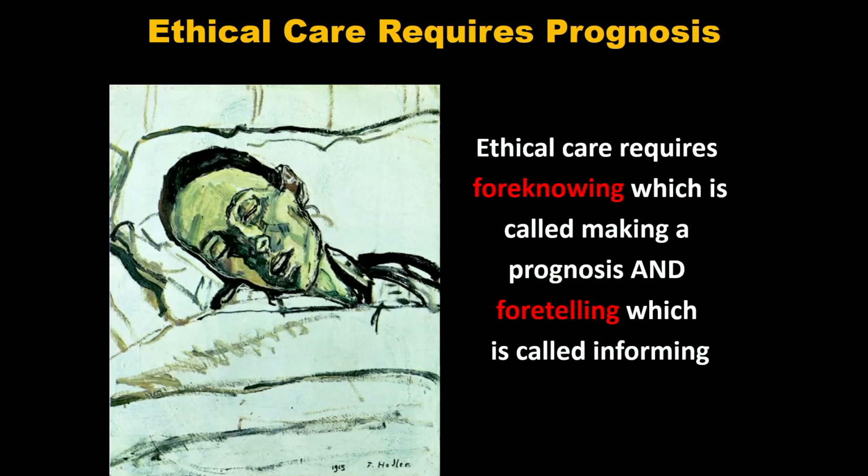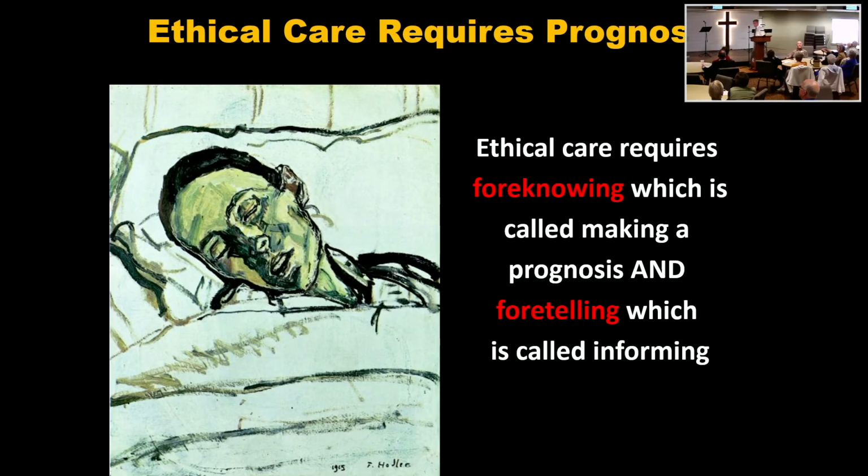So, ethical care requires foreknowing, that's me, making a prognosis. What do you pay me for? My judgment. Do I think you're going to live for a year? Do I think this? And then, once I know this, I tell you. It doesn't do any good if I keep it to myself. You need this. Why? Because it gives you predictive data.